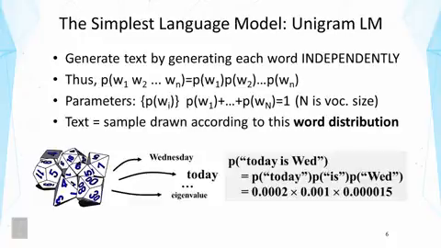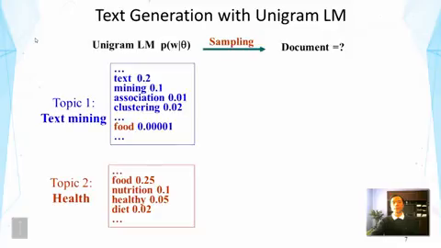So by making this assumption, it makes it much easier to estimate these parameters. So let's see a specific example here. Here I show two unigram language models with some probabilities. And these are high probability words that are shown on top. The first one clearly suggests a topic of text mining because the high probability words are all related to this topic. The second one is more related to health.